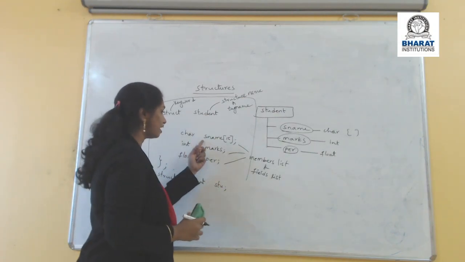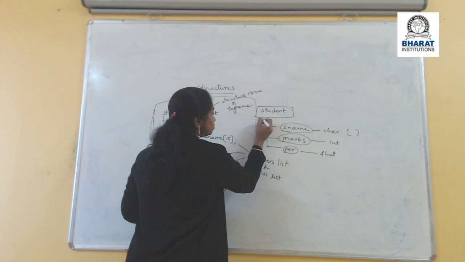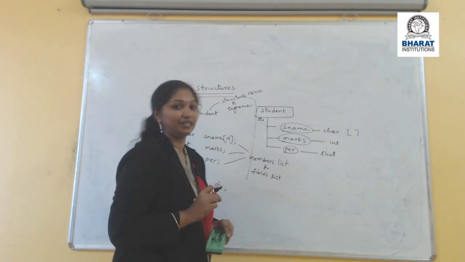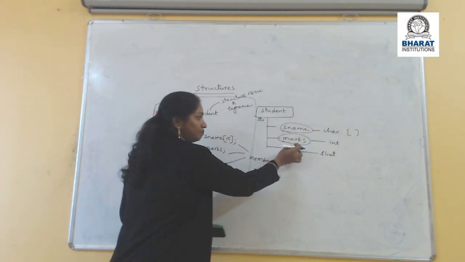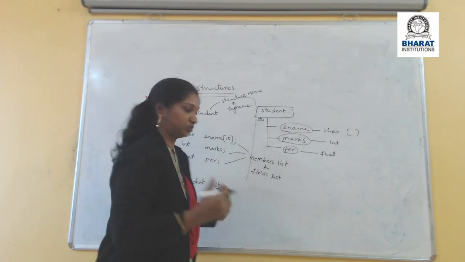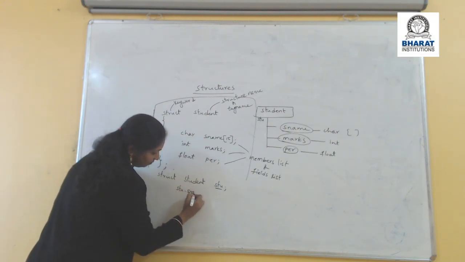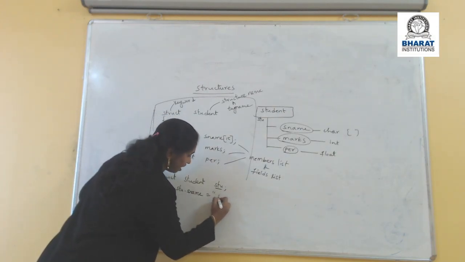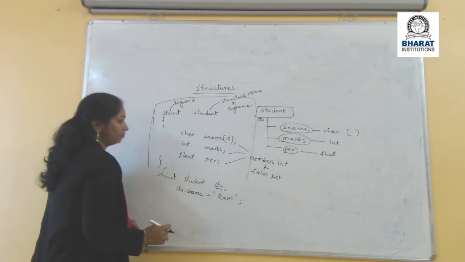Now let us see how we can access these structure members. Here stu is the structure variable I took. We can access these structure members with the help of the period sign: stu dot sname, stu dot marks, stu dot per. In this way, we can access the structure members. Let us see one example here. stu dot sname is equal to, we can give some value here. Let us take Ram. In this way, we can initialize this structure member.